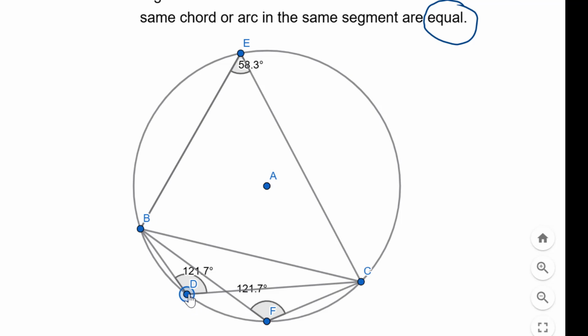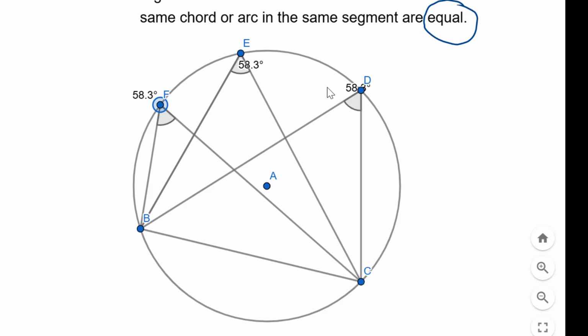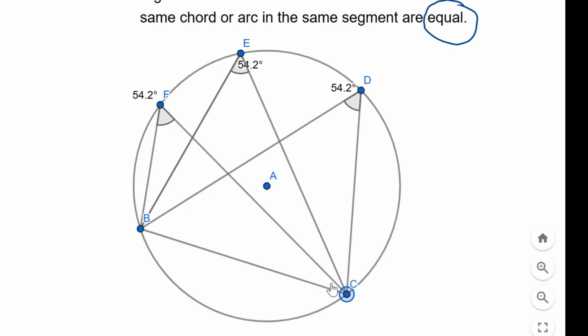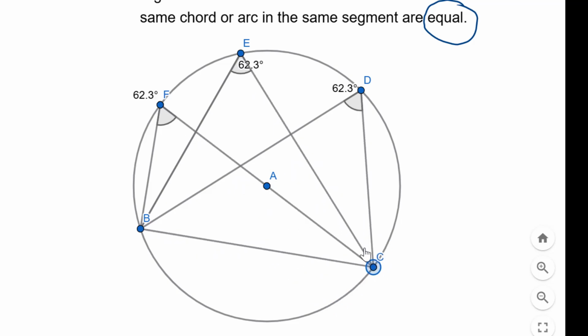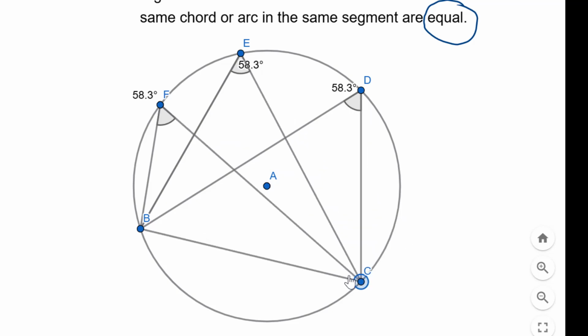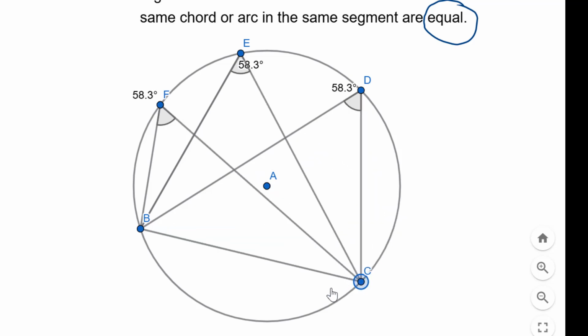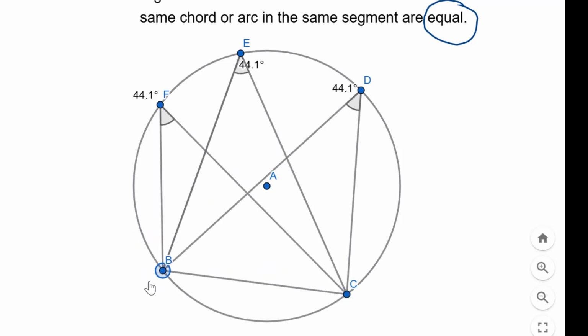So let's move it to the major segment. Once we move it, automatically we have the angle size, which is 58.3. If we change the size, automatically everything is the same. Anytime you check the 3 angles at the circumference, it will always be the same. Once they are facing the same direction within the same segment, they will all be equal. Do you see that? They'll always be equal.